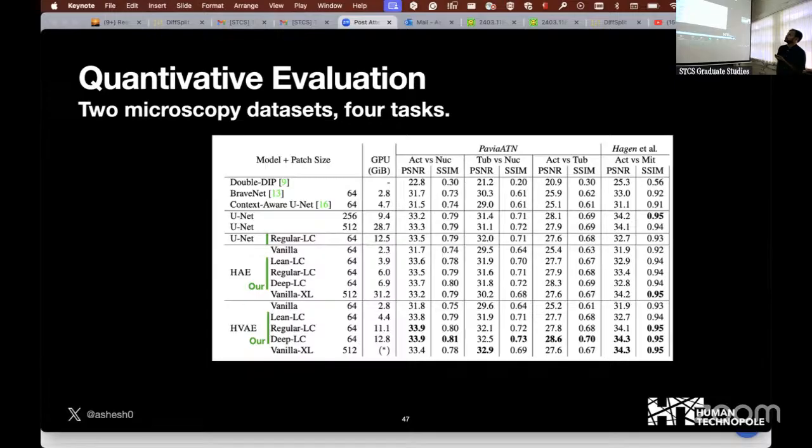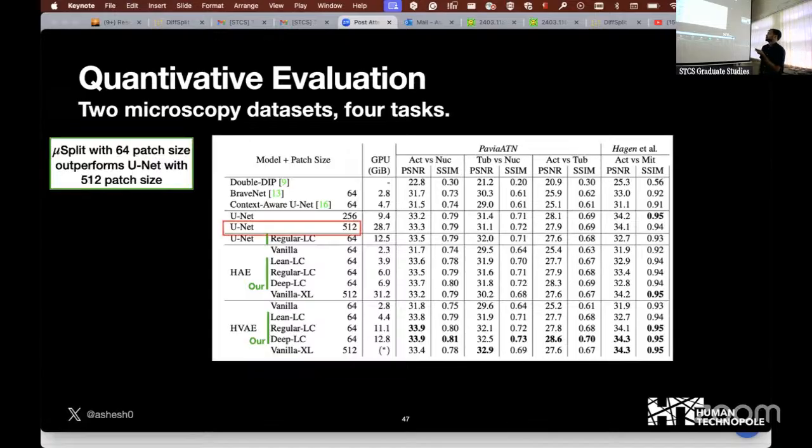Here we have 4 tasks: actin versus nucleus, tubulin versus nucleus, actin versus tubulin, and actin versus mitochondria. These are different cellular components, different structures. I show you the PSNR and SSIM values; the larger, the better. The second column is the GPU consumed during training. I want you to just focus on 2 parts.